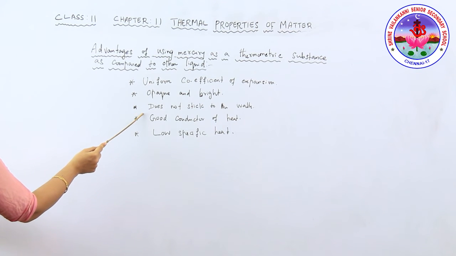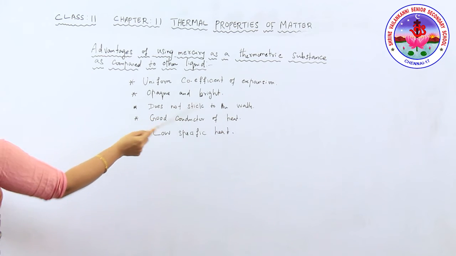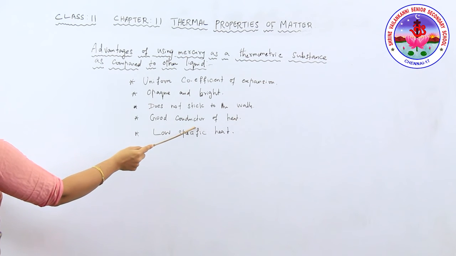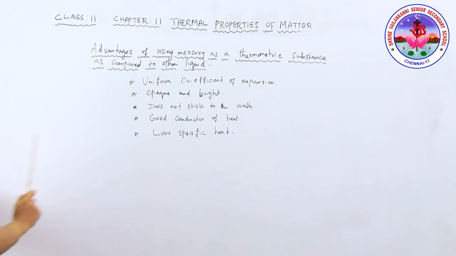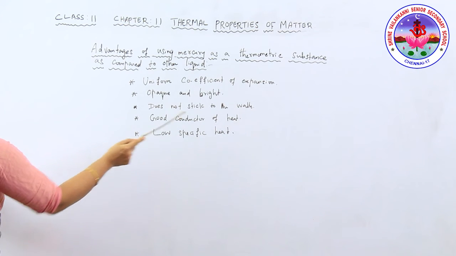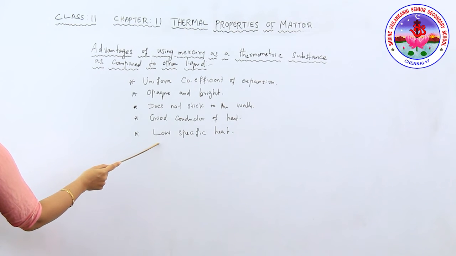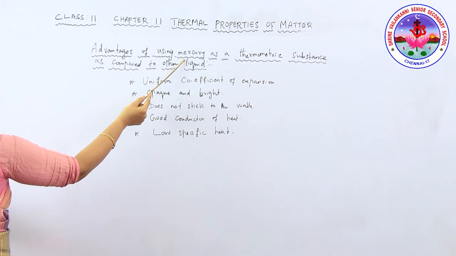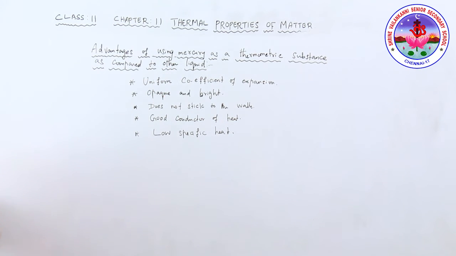The next one is that it does not stick to the walls of a glass tube. And it is a very good conductor of heat, and because of that it attains the temperature of a hot body very quickly. It has a low specific heat, so it absorbs only a very small amount of heat from the body whose temperature is to be measured. That's why we use mercury, students, as a thermometric substance.